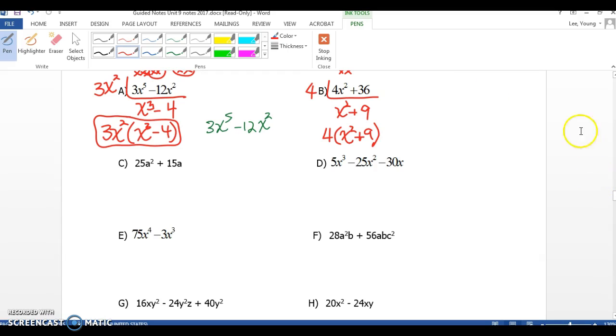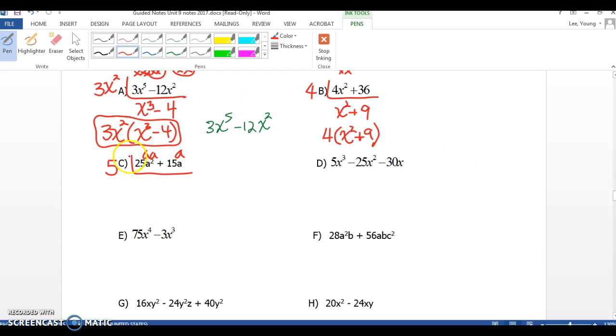Alright, let's try another one. How about 25a to the 2nd power plus 15a? Now we're going to factor out the GCF. We're going to use the ladder method. What's a common factor between 25 and 15? What's the greatest one? Which is 5. Alright? Now, how about a squared and then a? a squared is made up of a times a. a is made up of just a. So what do they have in common?